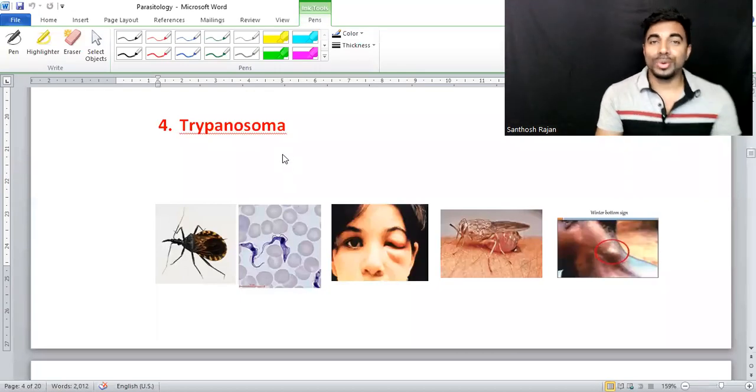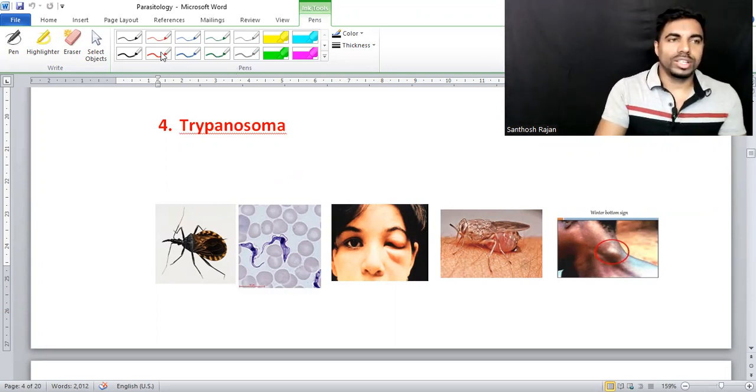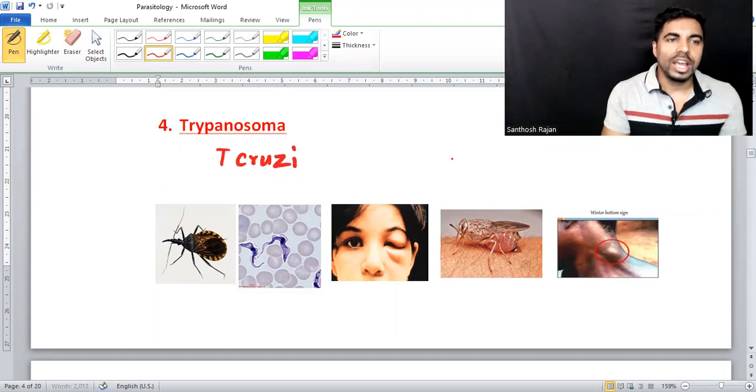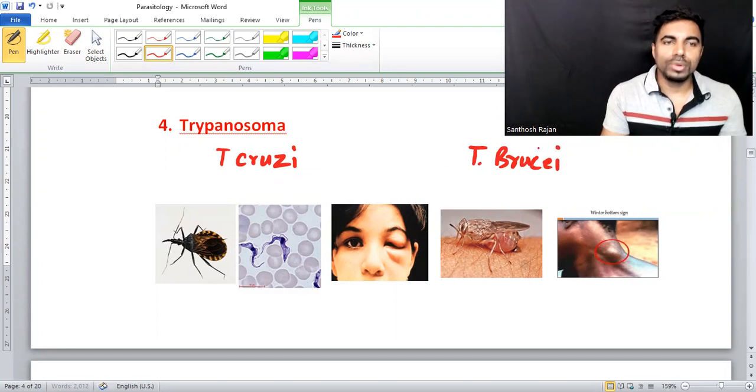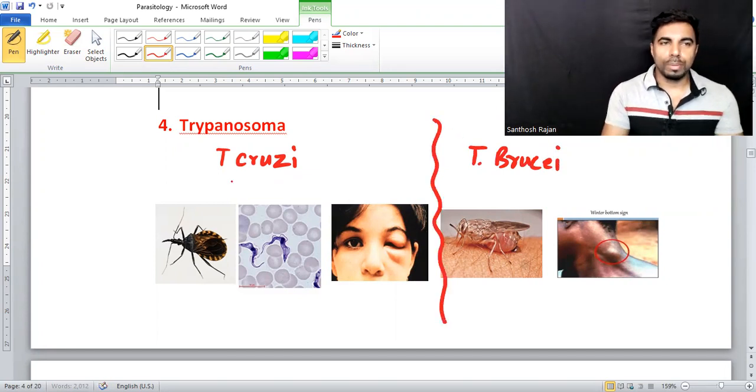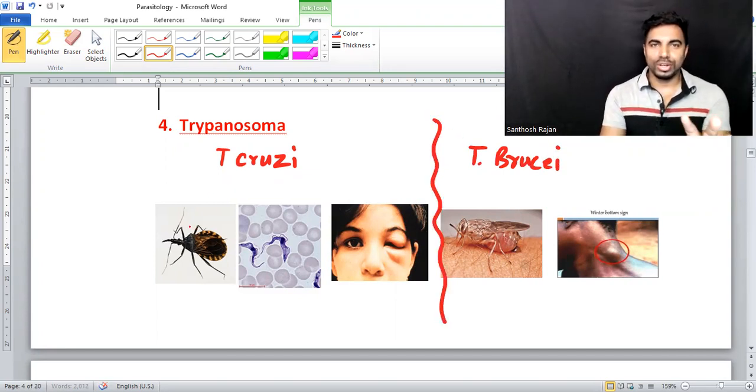So we are continuing the protozoa part. The next topic is Trypanosoma. There are two things: Trypanosoma brucei and Trypanosoma cruzi. B-R-U-C-E-I, brucei. Before going to the topic, let's see the picture itself, and you try to identify.